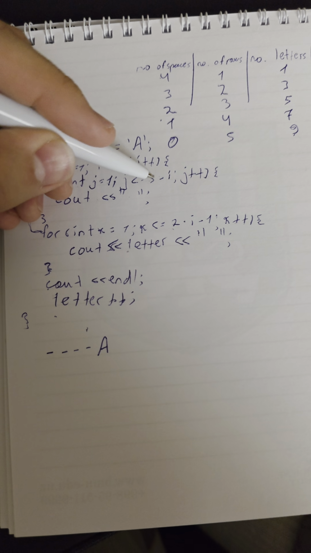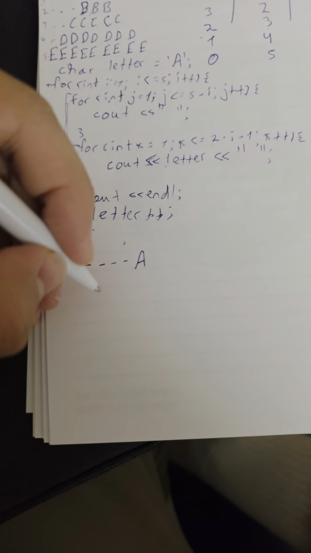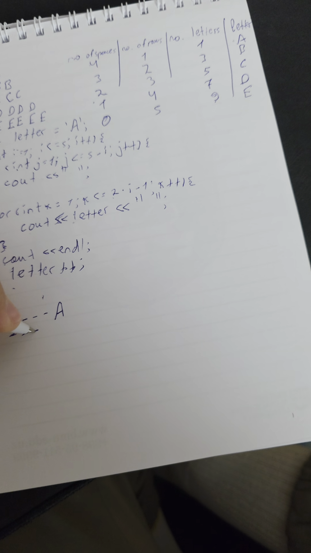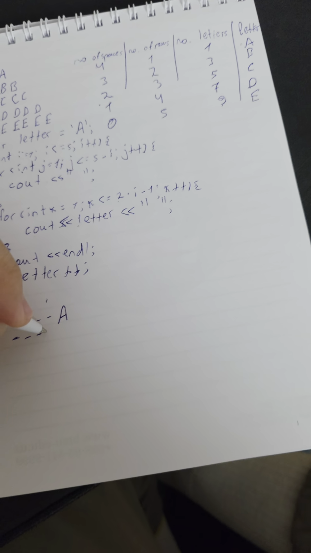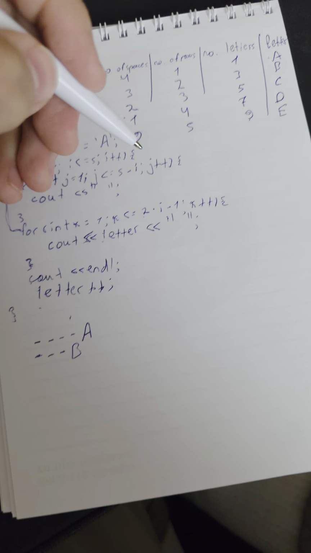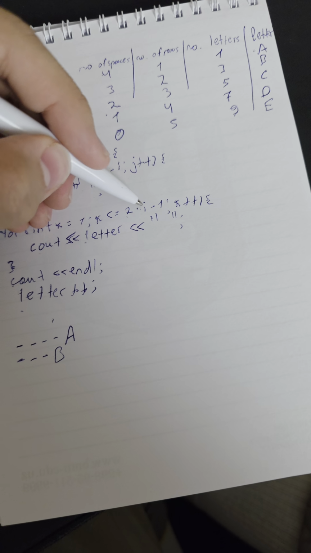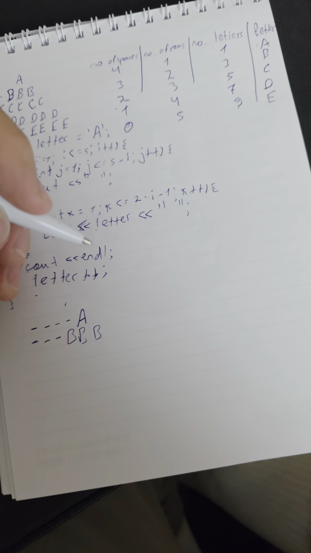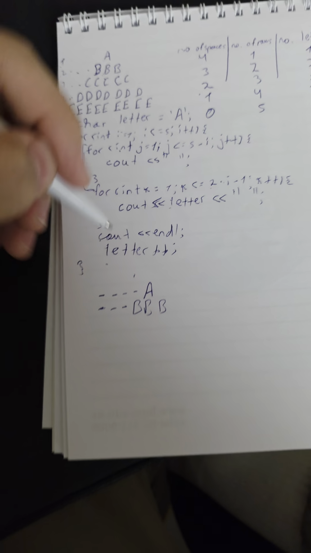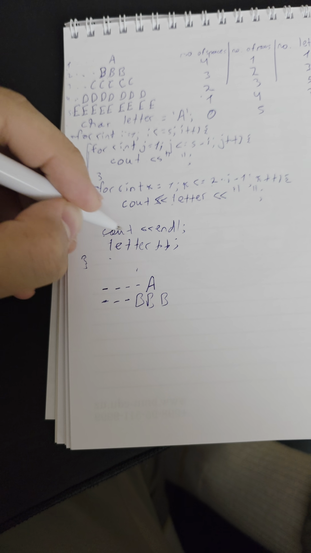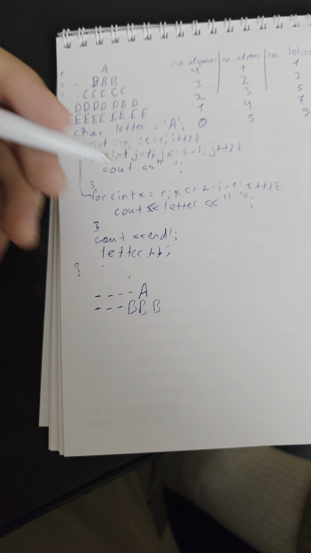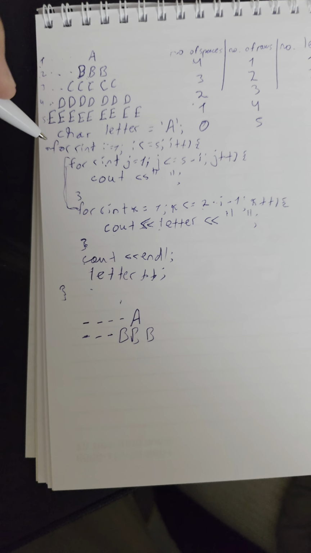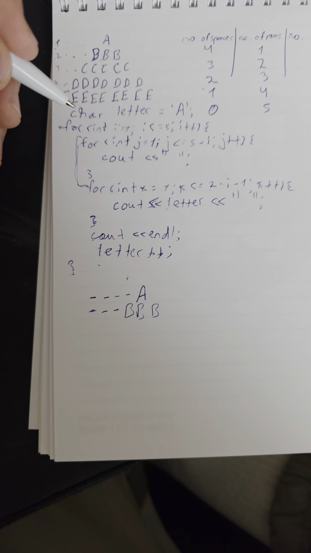The number of spaces 5 minus 2 is 3. So it will show 1, 2, 3 spaces, and we will write B how many times. So i equals 2, 2 times 2 minus 1 is 3. We will write it 3 times. Cout endl going to the next row, and letter plus plus, it will become C. Loop ended, counter updated. So the next, it will be the same.